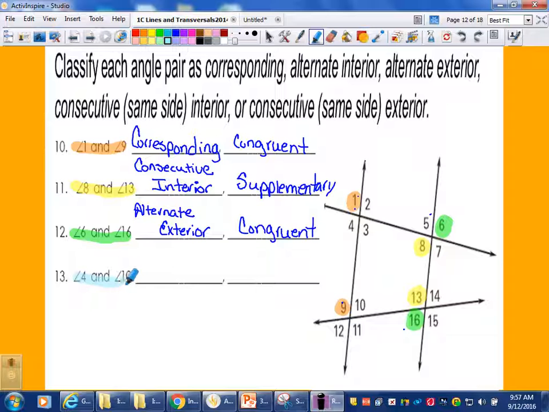The last one they ask for is angle 4 and angle 10. So again, I ask myself, are they on alternate sides of the transversal, or are they on the same side? They're obviously on alternate sides, so they're going to be alternate. Are they inside these lines, or are they outside? Obviously they're inside, so that's alternate interior. Everything is congruent except consecutive and linear, so these would be congruent because they are not consecutive or linear. Okay.